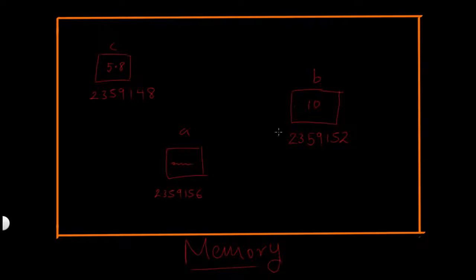Let's say this memory location is allocated to variable b and the address of b is this. This memory location is allocated to c and the address of c is this. This memory location contains a garbage value because a is not assigned any value. This memory location contains 10 and this memory location, which is c, contains 5.8. Data in memory is not actually stored in this manner. The value of c will not be stored like 5.8. It will be stored in binary form, in the form of zeros and ones.